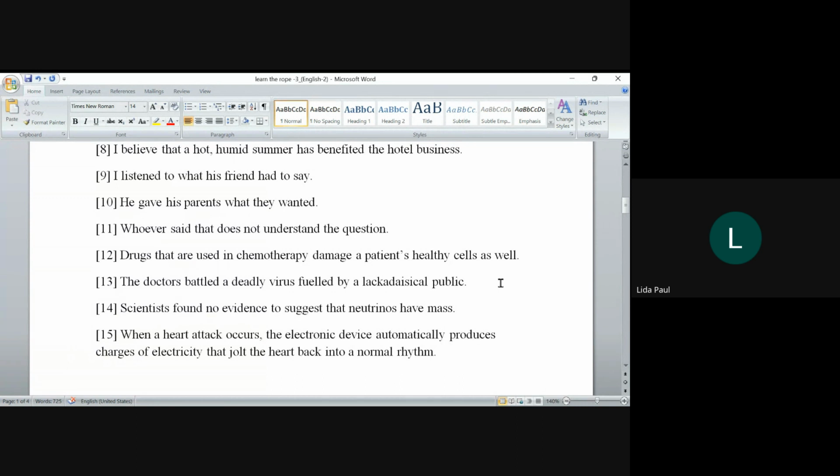12th one: drugs that are used in chemotherapy damage a patient's healthy cells as well. Drugs that are used in chemotherapy damage a patient's healthy cells as well.